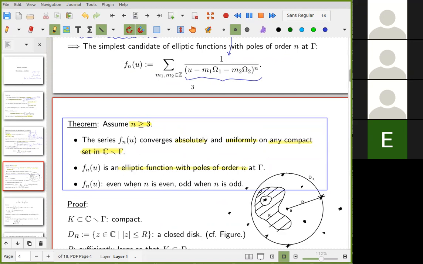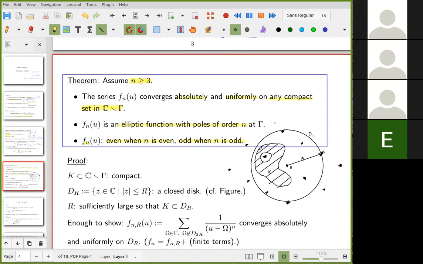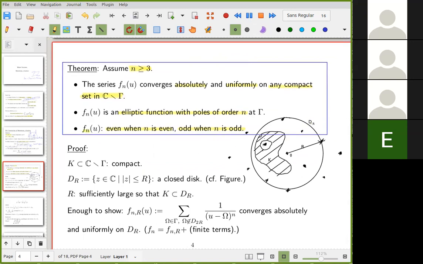And moreover, it has a parity. Namely, if this index n is even, then it is an even function. And if n is odd, then it is an odd function. The proof is quite standard, by the Weierstrass M-test.